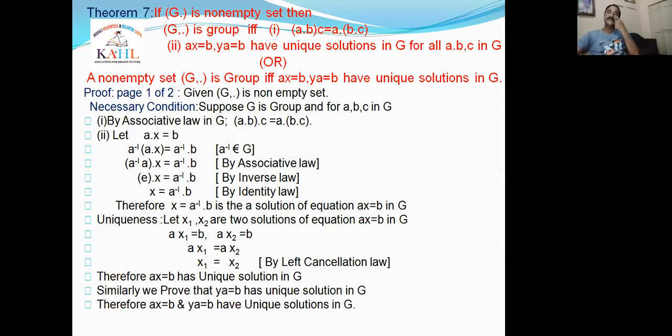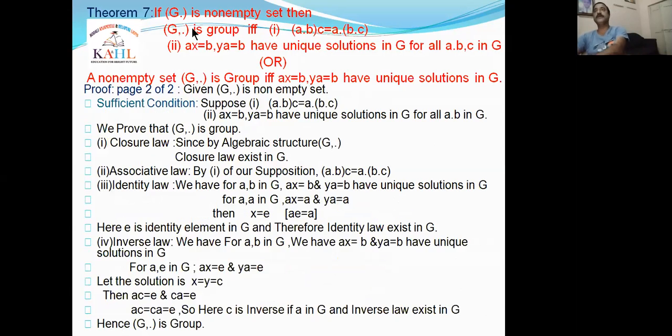What about the sufficient condition? Sufficient condition means we have to take these two conditions and we have to prove that (G, ·) is a group. For that, I am going to the next step. In the sufficient condition, I am taking these two bits, suppose 1 and 2. What you have to prove is that (G, ·) is a group. Group means we have to prove 4 laws: closure, associative, identity, inverse. And now I am proving all of these.